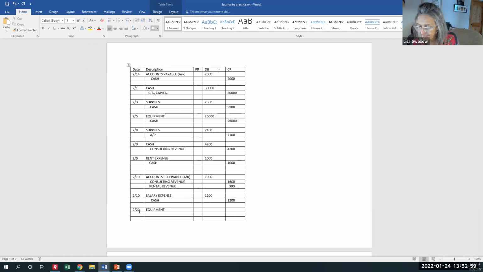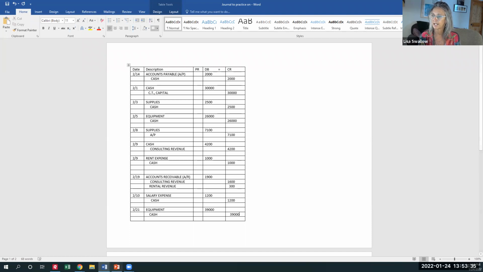Equipment is an asset. It's going to benefit me for many periods. How do we make assets go up? We debit them. And I wrote a check, so my asset of cash went down. How do we make assets go down? We credit them. We're going to do one more journal entry, and that is number 1E. The owner of Valdez Services withdrew $4,500 cash from the business for personal use.